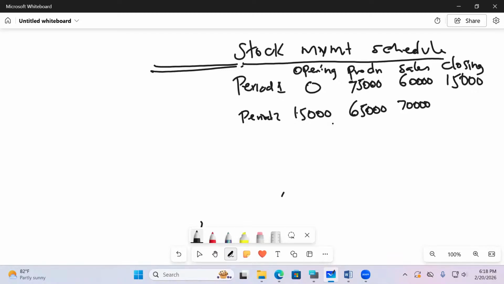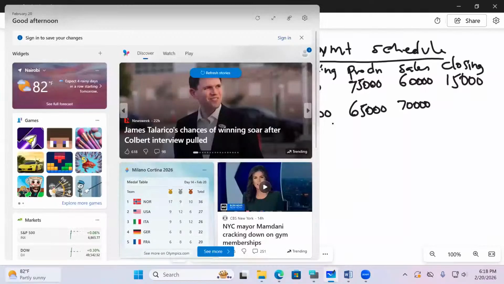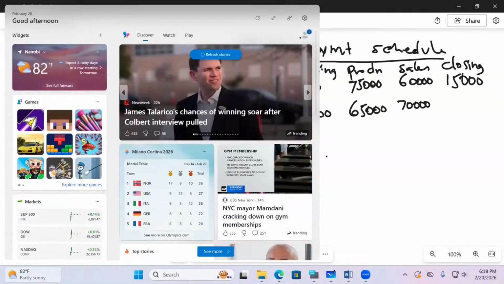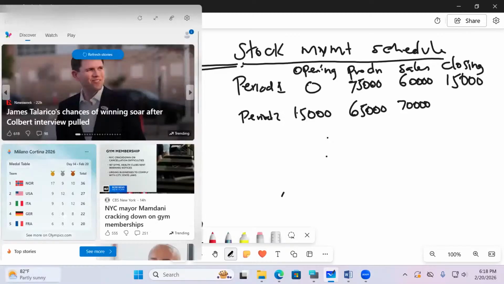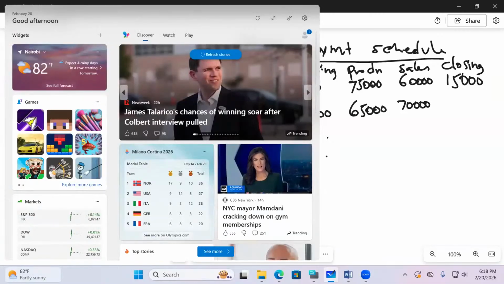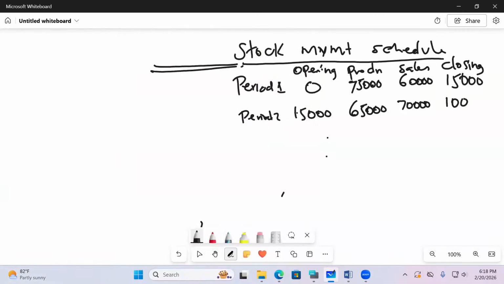So please look at period 2. Goods available for sale are 80,000, because it is 15,000 plus 65,000, which gives me 80,000. And we managed to sell 70,000 at the end of the day. So in that case, we have 10,000 as closing. You're right. Thank you so much. So at least now this has been settled, and once you settle this, you are halfway.